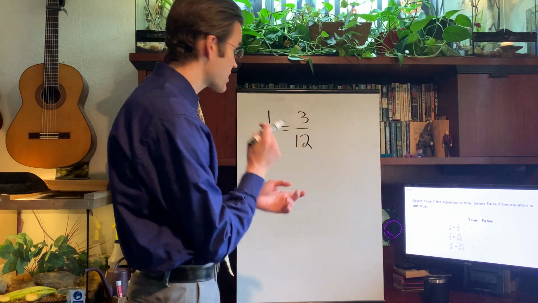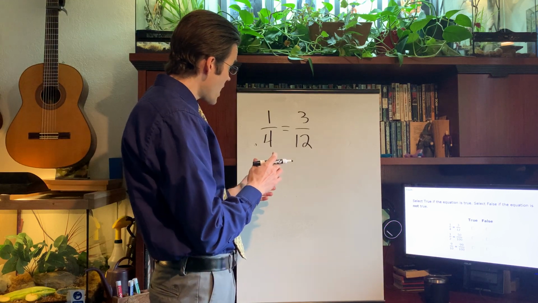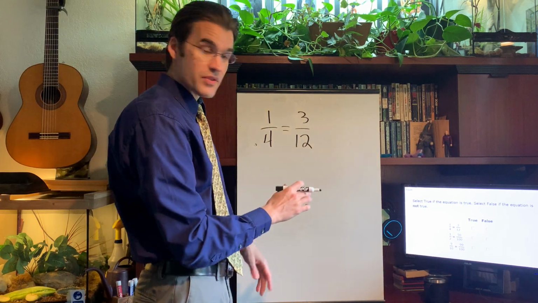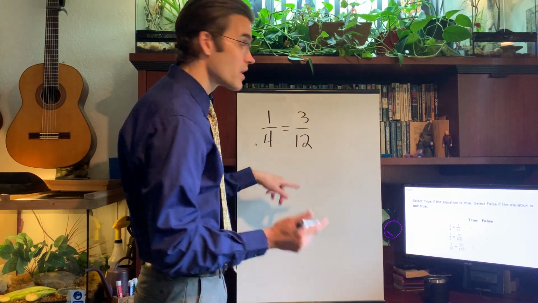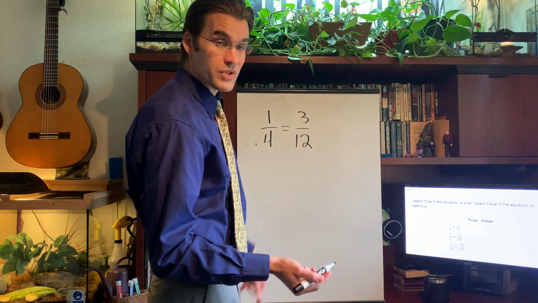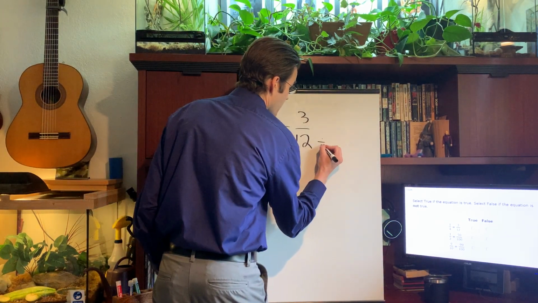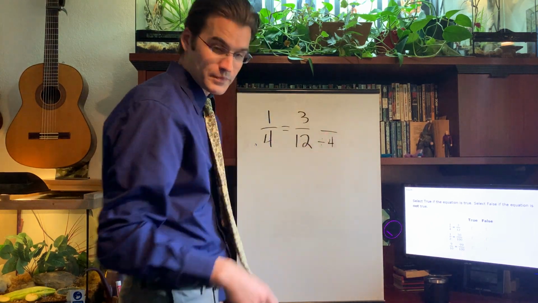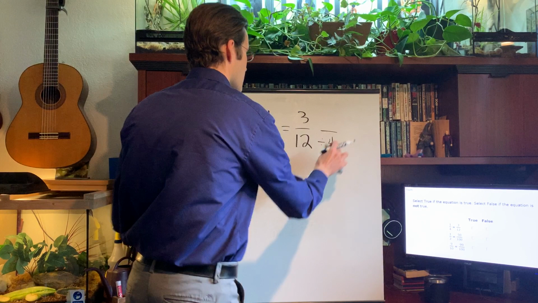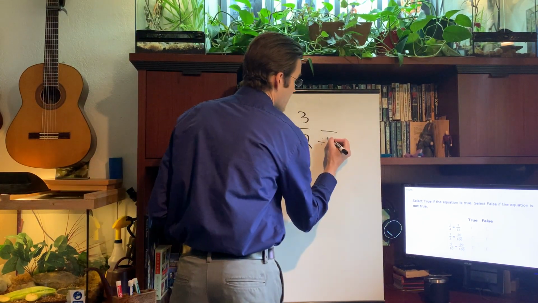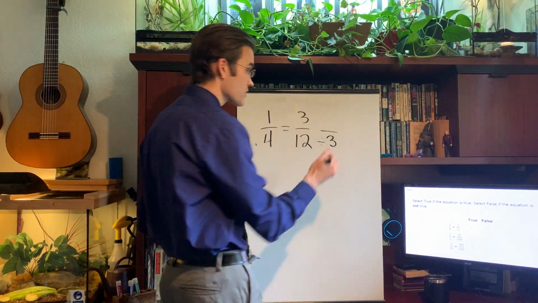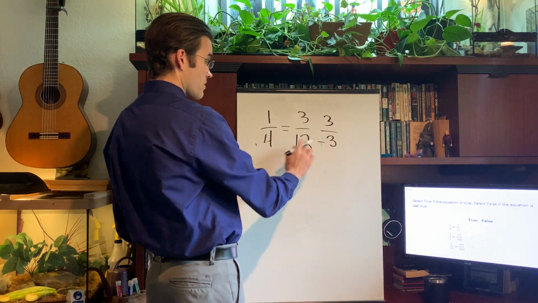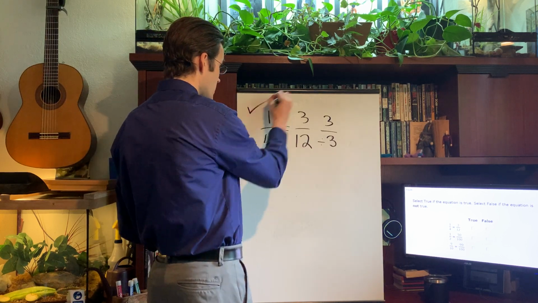I'm going to say yes because if I were to reduce this, I would have to find a number that fits into both 3 and 12. So I know that 3 goes into 12, and if I do that, I'm dividing it by 3. I'm going to divide this by 3 as well, because whatever you do to the bottom, you do to the top. 3 divided by 3 is 1, 12 divided by 3 is 4. Okay, so the first one is correct.